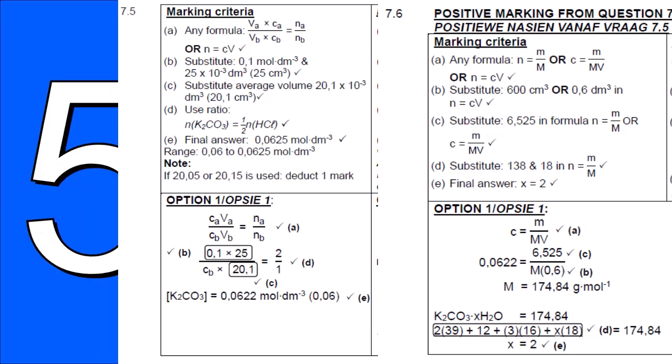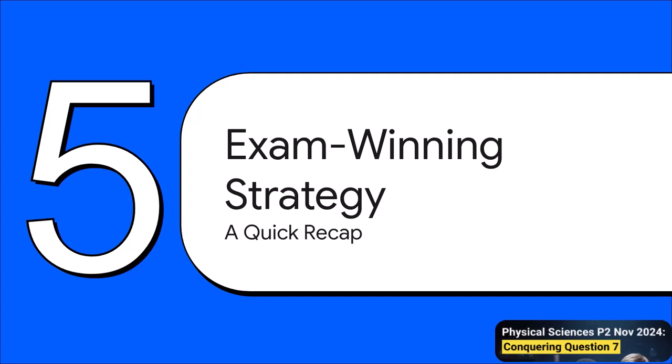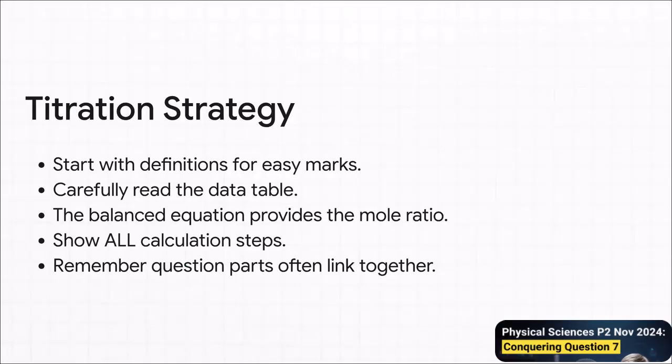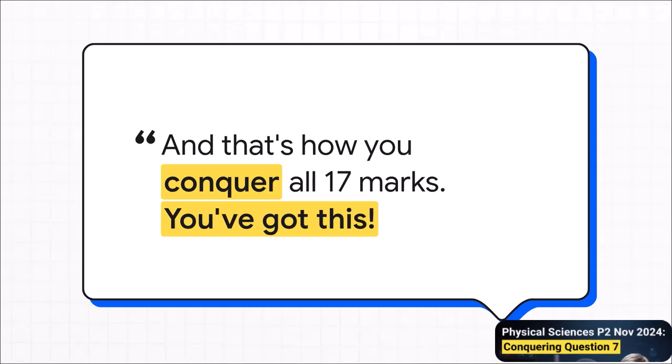Amazing. Okay, so let's zoom out for a second. What's the big takeaway here? What's the exam-winning strategy for any titration question you might face? Think of this as Mr. Cheese titration checklist. First, always start with the definitions. They're easy marks. Second, double-check that data table. Do you need to calculate an average? Third, the balanced equation is your best friend. It gives you that vital mole ratio. Fourth, show all your steps. And finally, remember that these questions are often linked. The answer to one part is often needed for the next. Follow that, and you're putting yourself in a fantastic position. And that is how you conquer all 17 marks.